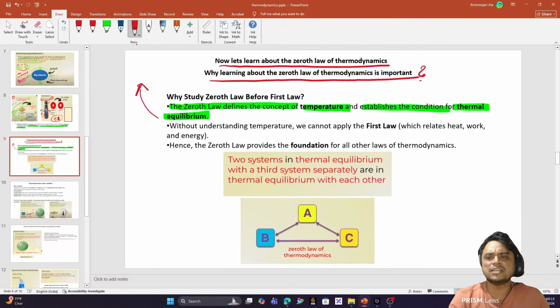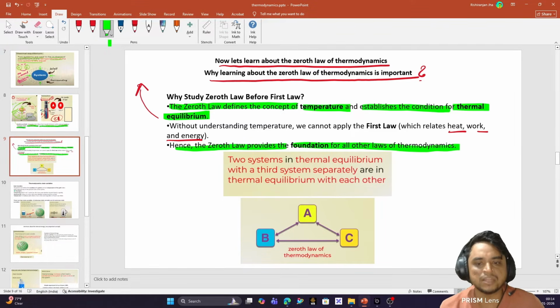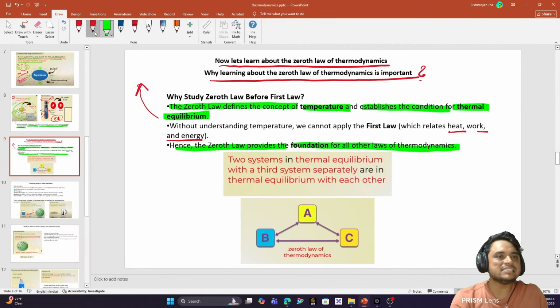Because as we clearly know, the first law of thermodynamics relates with heat, work and energy. So this is the reason we study the zeroth law, because it provides us with the thermal equilibrium concept and also helps us to understand the concept of temperature. Hence, we can say that the zeroth law is the foundation of all the other laws of thermodynamics. So I think you are clear with this. So let's move on and see the zeroth law of thermodynamics.